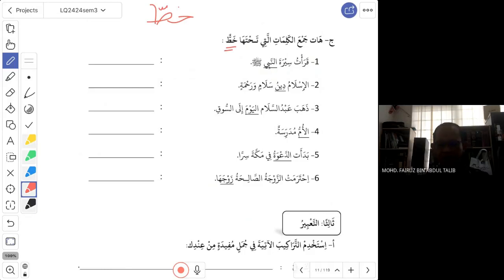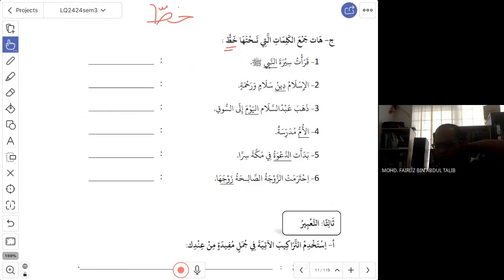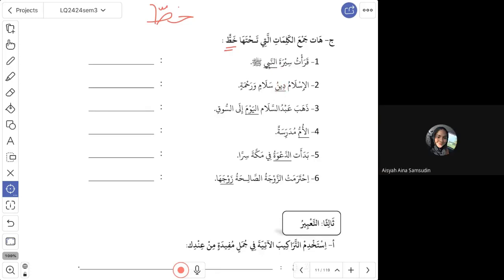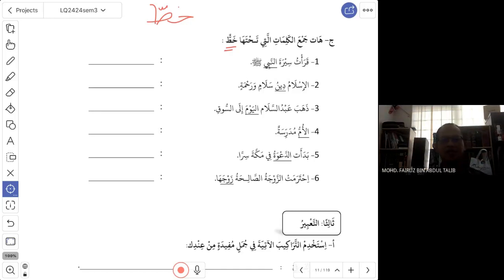Qara'tu sirata an-Nabi sallallahu alaihi wasallam. What is the meaning? I read the sirah of the Prophet. What is the meaning of the word sirah? The history. Normally we translate sirah as history, but actually sirah and history are two different things. Sirah is more like his biography: what happened to him from when he was small until he died. So that is the meaning of sirah.